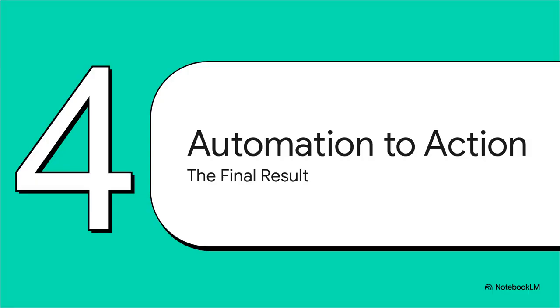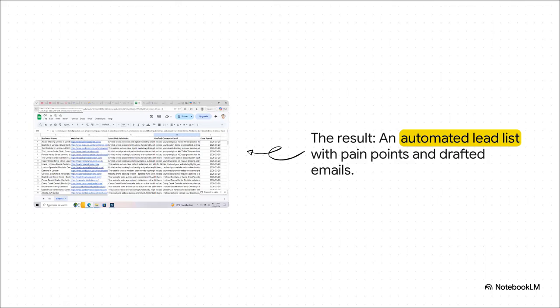Okay, so we've seen how it works. We know why it's so incredibly cost effective. But what's the actual tangible output? Let's take a look at what this system actually produces for you. And here it is. This is the payoff. The final result is a simple Google Sheet that just automatically fills up with new leads. And for each and every business, you have its name, the specific pain point the AI found, and a complete personalized email drafted and sitting there ready for you to review and send.